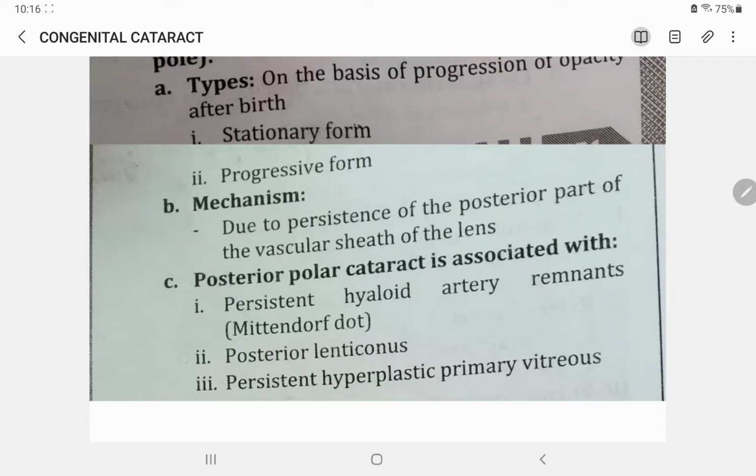Okay, so let's get back to the mechanism of the posterior polar cataract. It is due to the persistence of the posterior part of the vascular sheath of the lens.